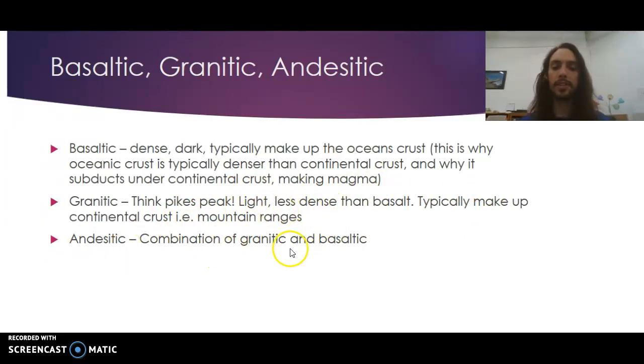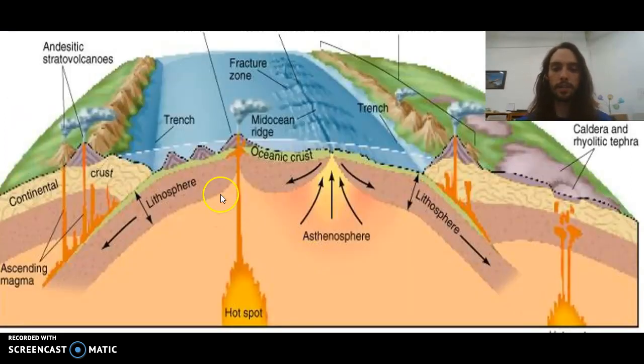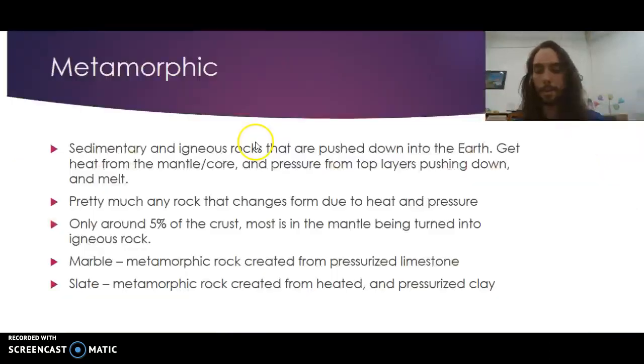And then andesitic is just a combination of both. So right here, we've got andesitic mountains. Here's the continental crust, here's the oceanic crust. They're pushing together, they're creating this mixture, and that's where you're going to see these volcanoes. Because that oceanic crust goes down, it turns into magma, and it comes back up in that continental area.